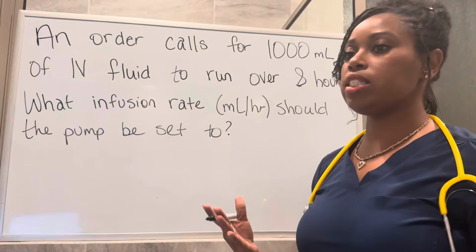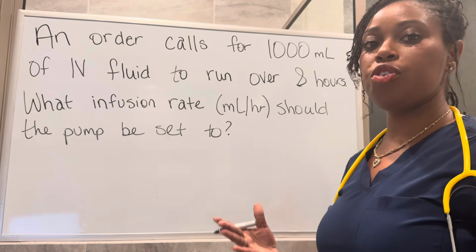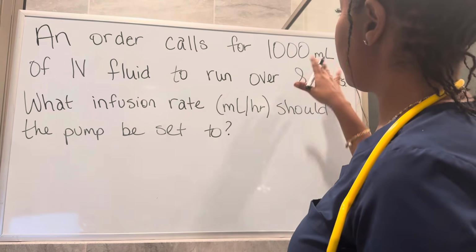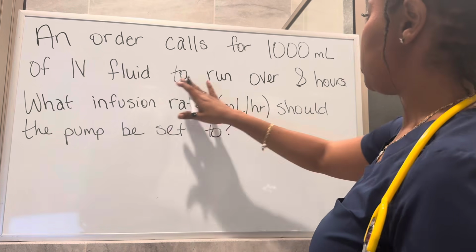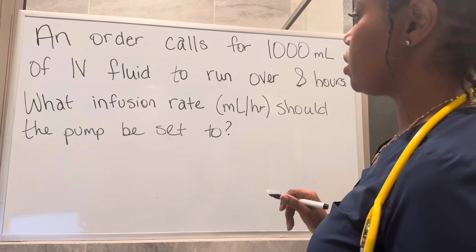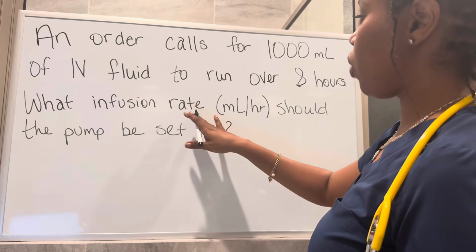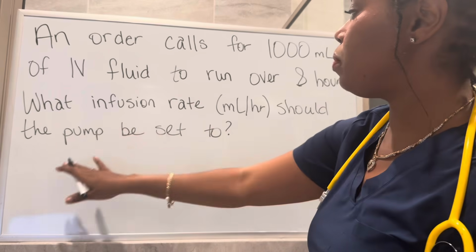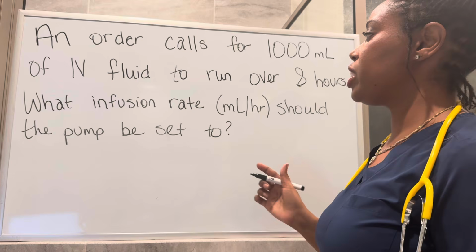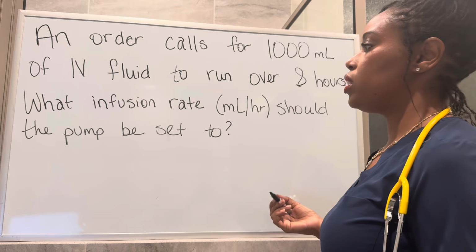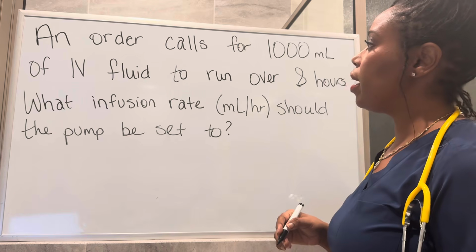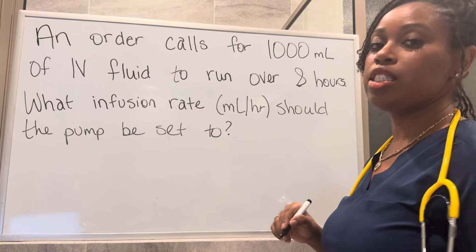In this equation, let's see what it's asking us for, and let's go ahead and solve it. An order calls for 1,000 milliliters of IV fluid to run over 8 hours. Okay, what infusion rate in milliliters per hour should the pump be set to? Okay, you want to make sure you get this right because it's very important that you make sure you set the pump straight. Okay, all right, so let's go ahead and solve it and get this correct.